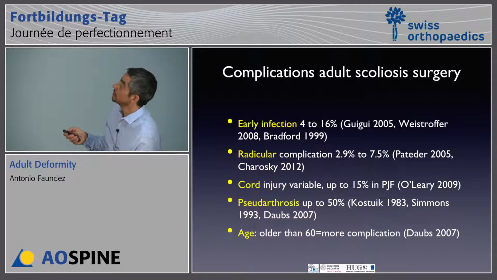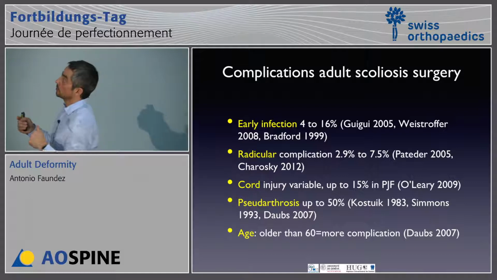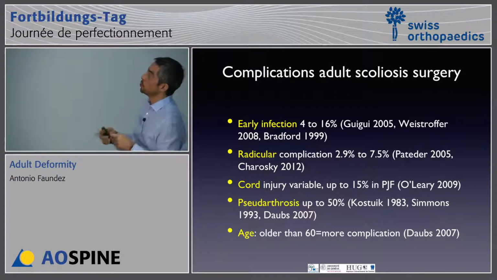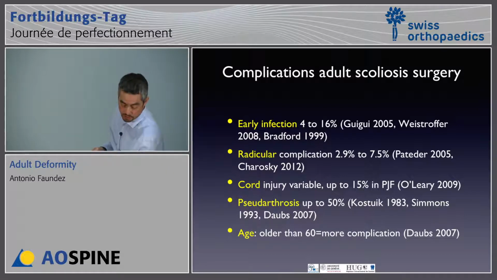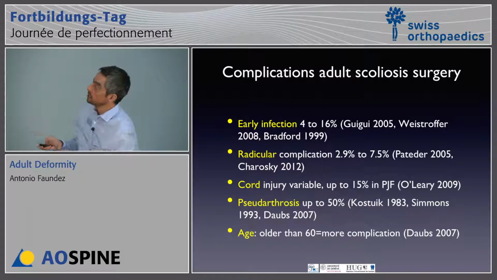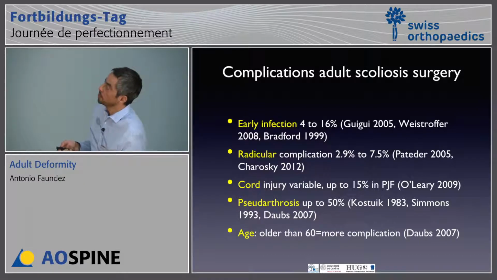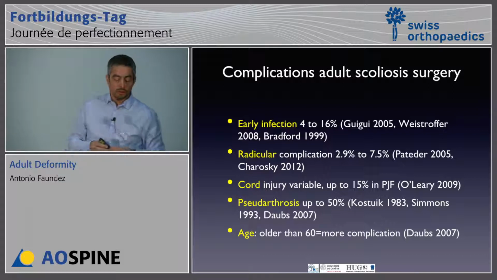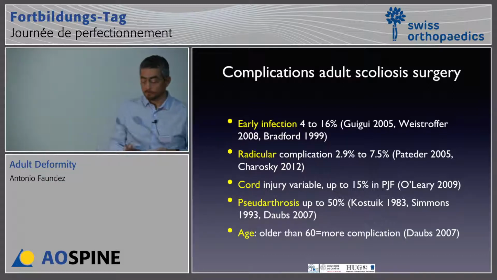Pseudoarthrosis is quite high also, probably because at that time we didn't include the treatment of the disc itself, so more and more we're doing interbody fusions, which probably will decrease this rate of pseudoarthrosis, especially at the lumbosacral junction. And age also is very important, because older than 60 years old, you increase the complications rate, be it medical or surgical mechanical complications.